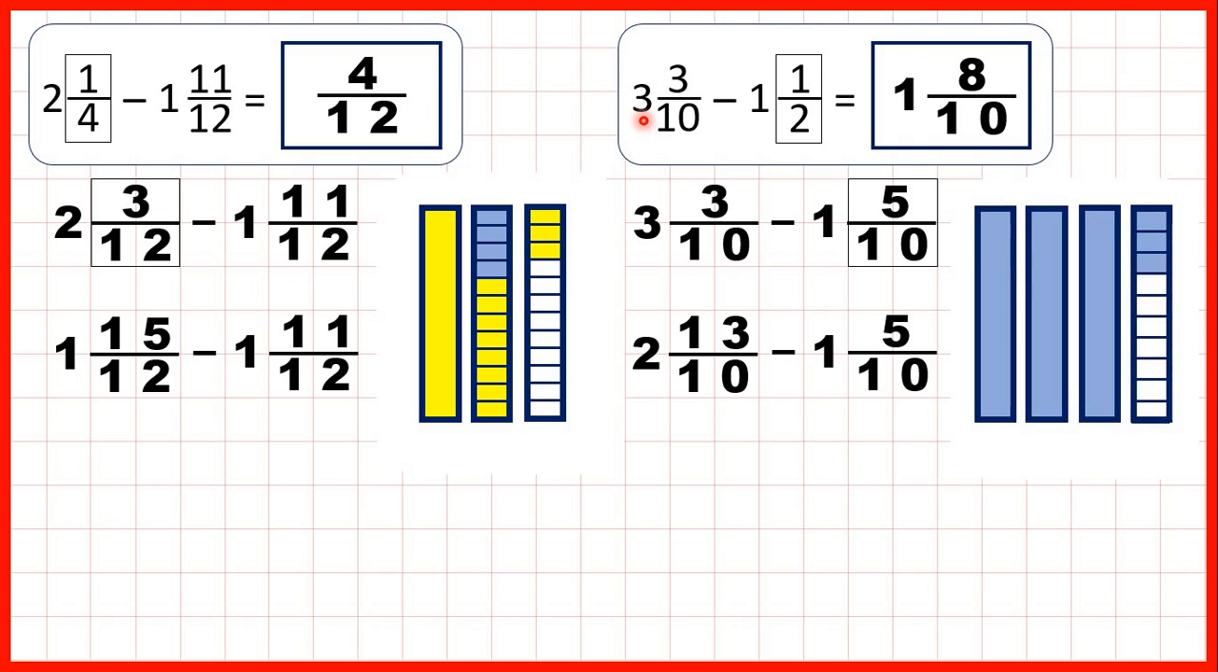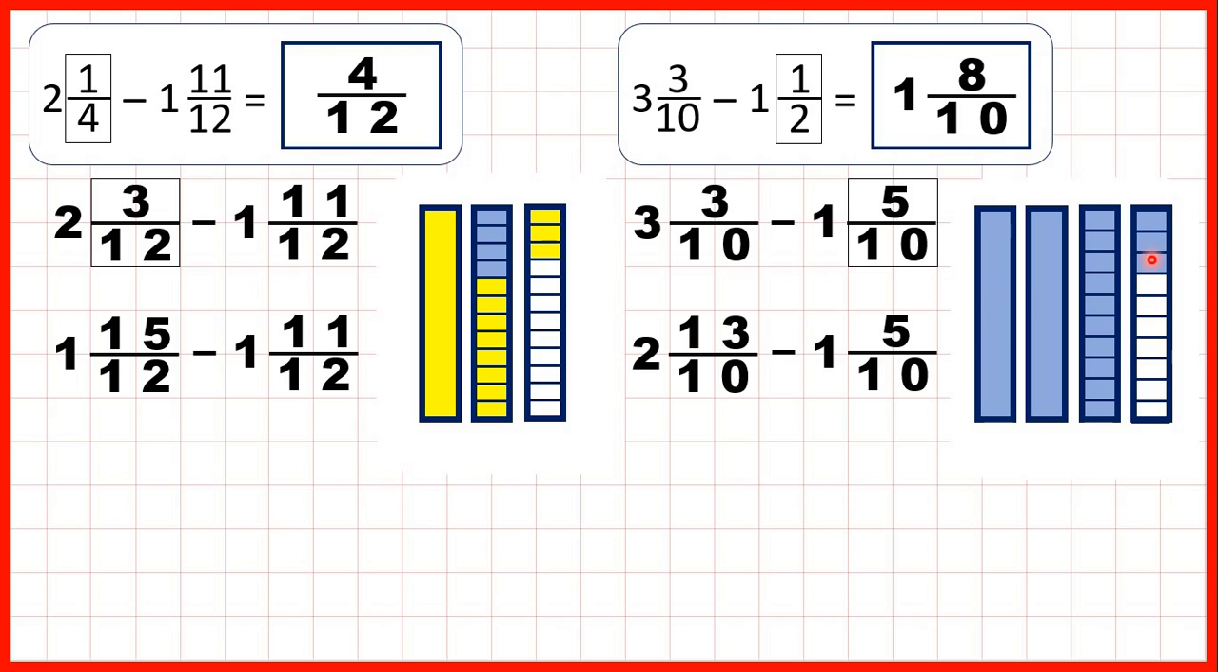Then for this question, we started with 3 and 3/10. We were subtracting 1 and a half, but 1 and a half is the same as 1 and 5/10, and we only had 3/10. So we exchanged one of our wholes for 10 more tenths. That meant that we had 2 wholes and 13/10.